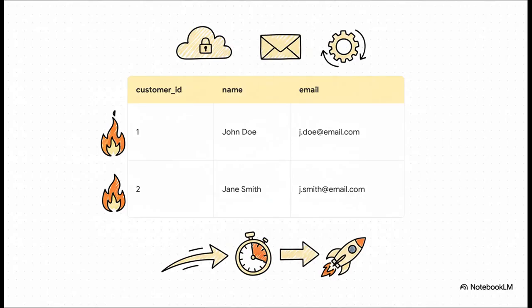Let's make this real. Here's what it looks like in practice. This is our first new table, Customer Basic. You can see it only has the hot stuff: the ID, name, email, the things you need for logging in, sending out newsletters, the day-to-day operations. This table is small, it's lean, and because of that, it is incredibly fast to query.